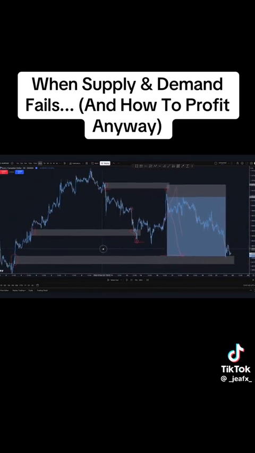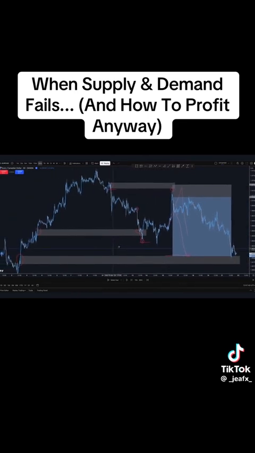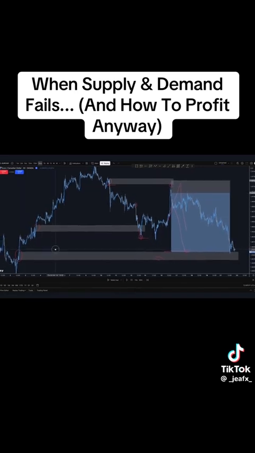So you can see we actually find opportunity within supply and demand fails. If a demand doesn't work, it then tells us, okay, we're no longer looking at buyer control, we're looking at seller control. And then when we see that break, we can find opportunity to sell and use these next demand zones or swing lows, or we'll look at a couple different examples, as our targets for potential short-term sell trades against the overall direction that we initially looked for from demand.